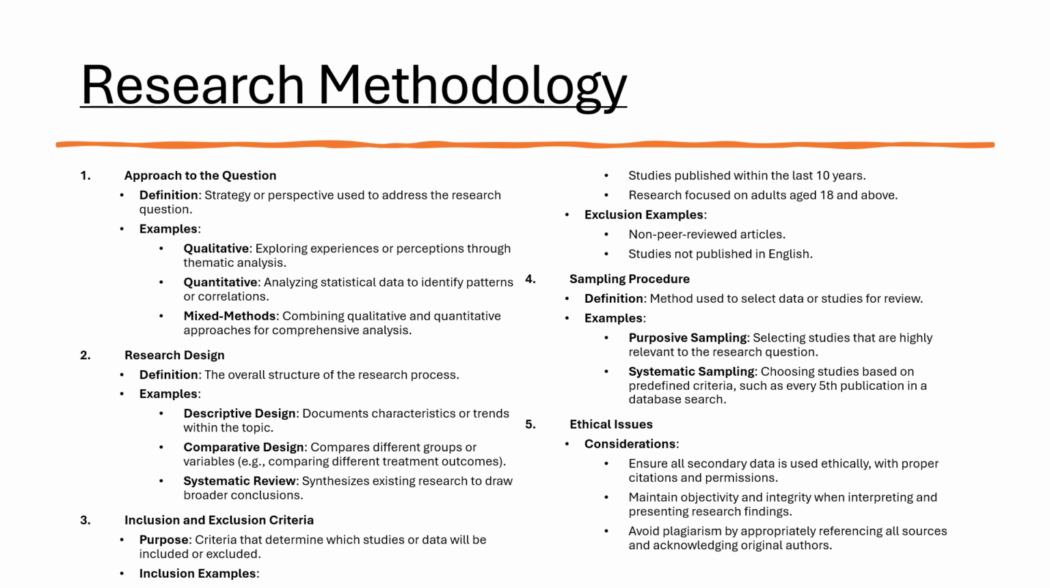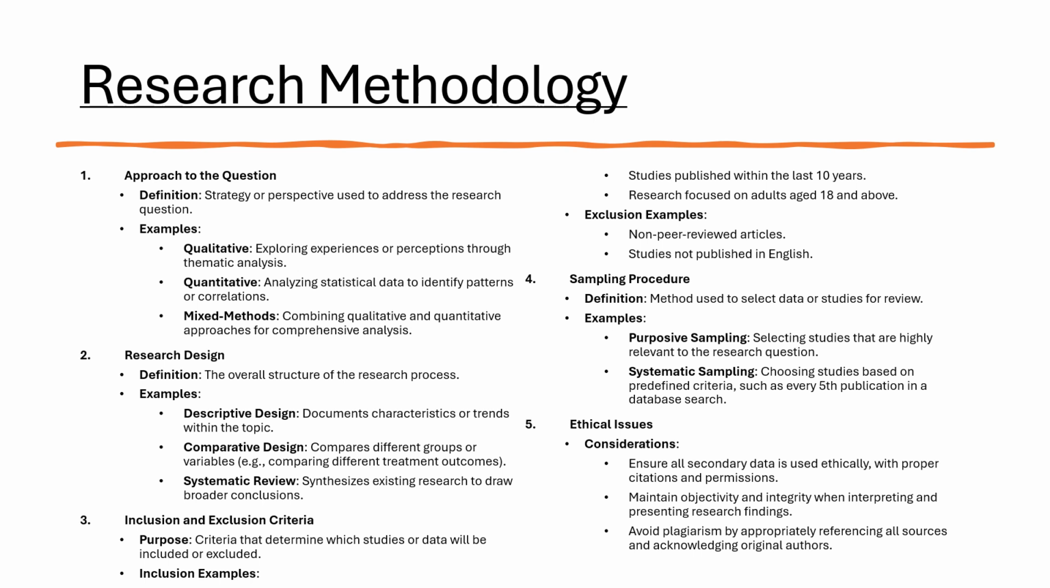Also, number two, the research design. So what is the research design? It is the overall structure of the research process. For example, descriptive design, or comparative design, or systematic review. This is a type of research design. Research design means how you want to conduct your research. Do you want your research to be descriptive, observational, comparative, or a systematic review, or meta-analysis? Meta-analysis is a statistical tool that can be used in research.